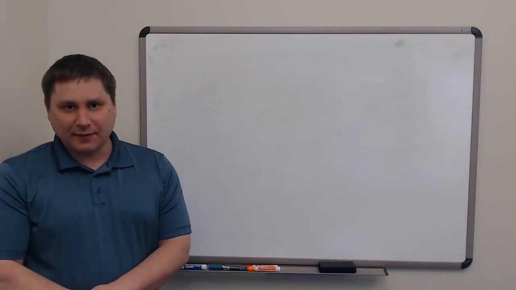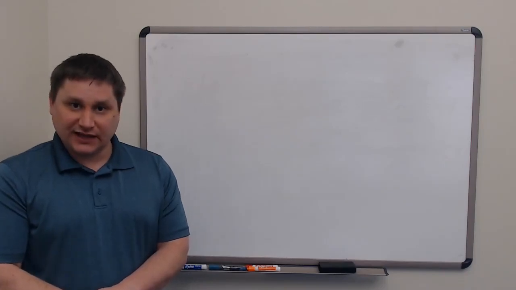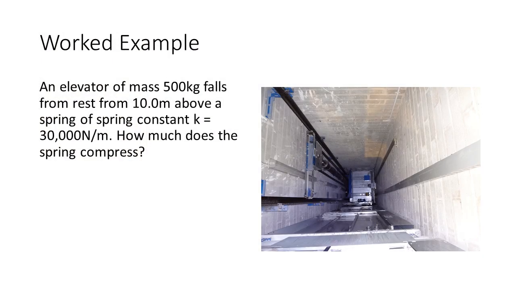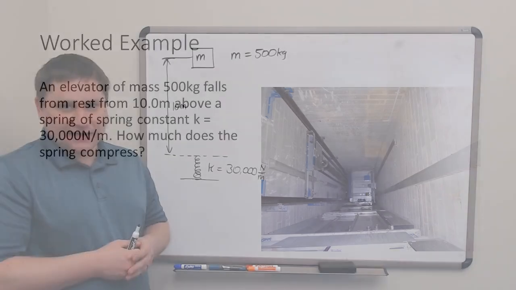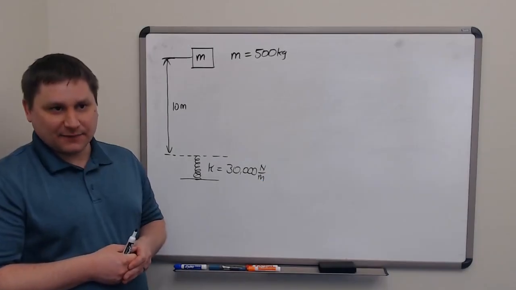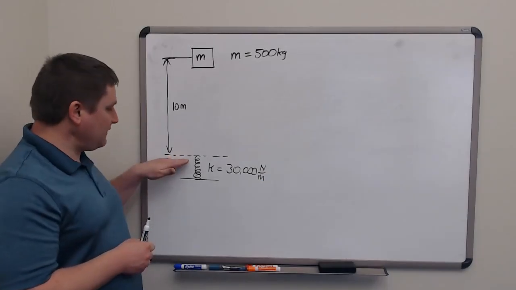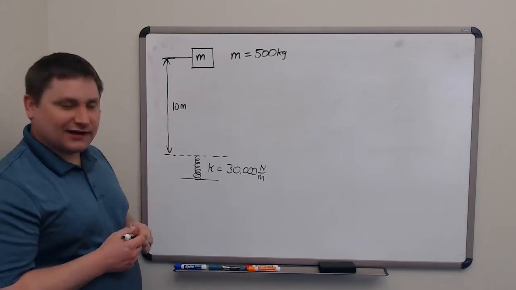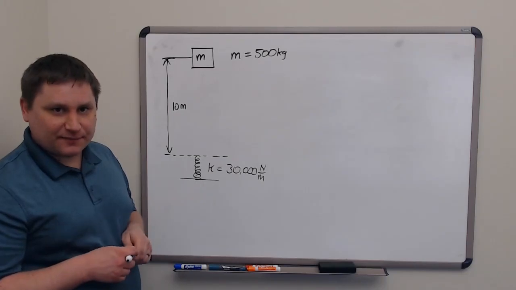Now let's solve an example problem where there are two types of potential energy involved. The elevator has a mass of 500 kilograms and an initial height above the top of the spring of 10 meters. The spring has a spring constant of 30,000 newtons per meter.